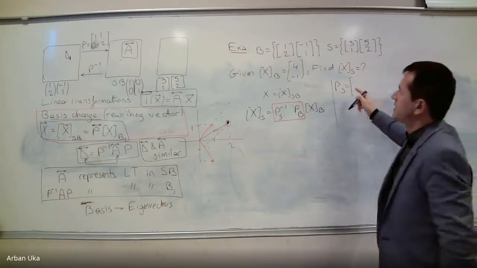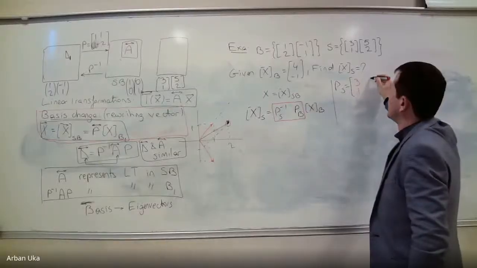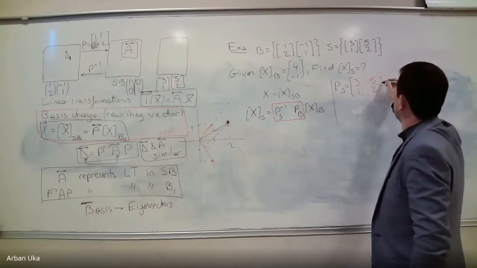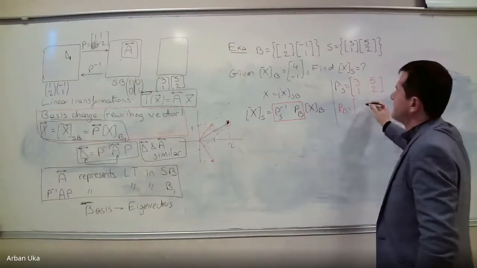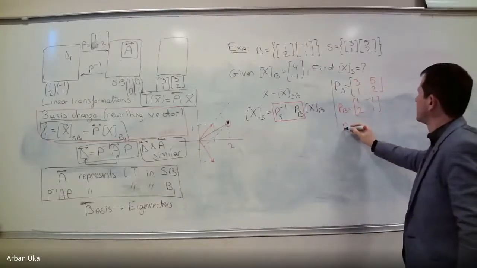So you said PS is equal to 3, 1, 2. What about PB? 1, 2, minus 1, 1. Yes. What about PS inverse?